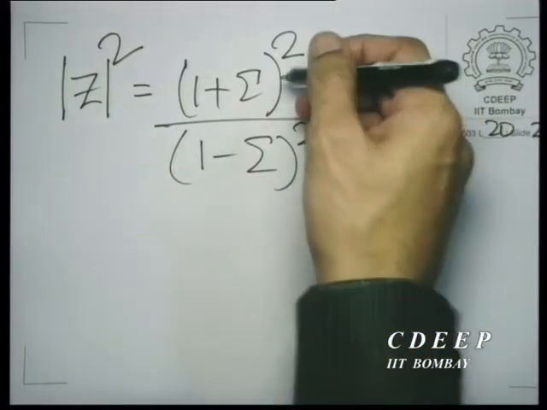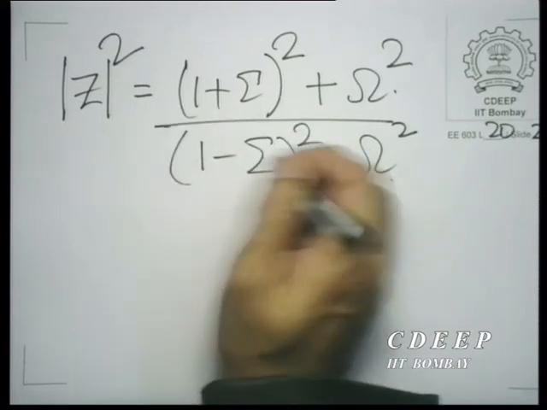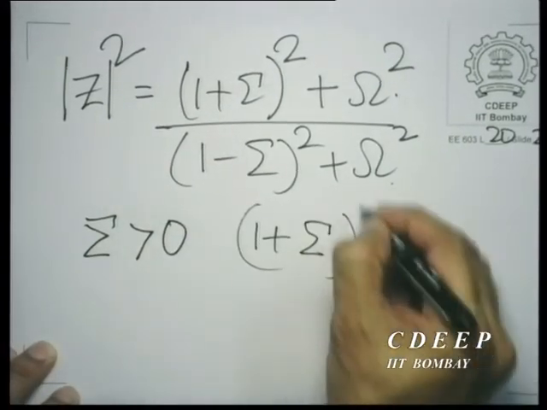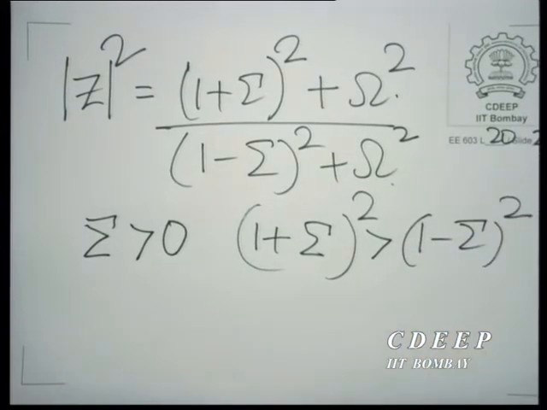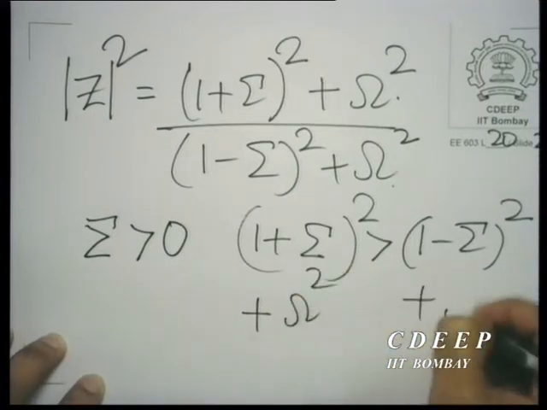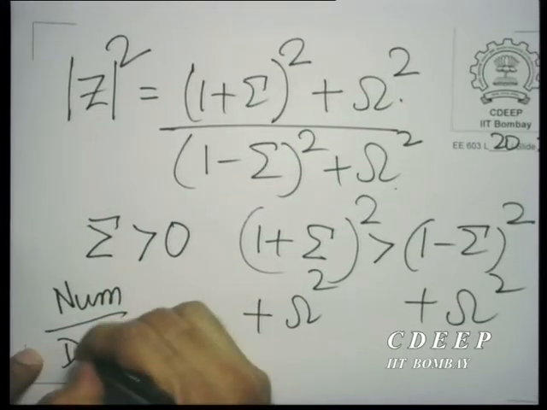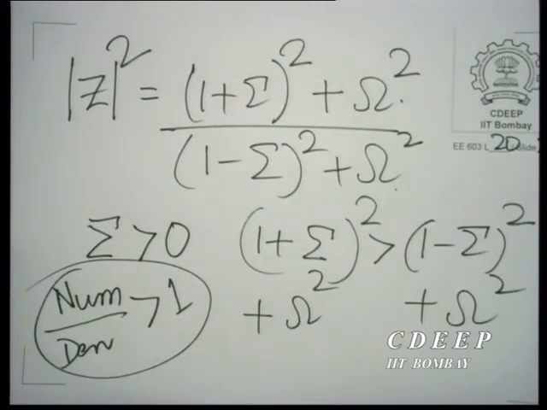What makes the numerator and denominator different is the factors (1 plus sigma) squared and (1 minus sigma) squared. Indeed, when sigma is greater than 0, then (1 plus sigma) squared is bound to be greater than (1 minus sigma) squared. That is very easy to see. And nothing changes if you add omega squared to both sides. So, numerator by denominator is greater than 1 clearly. Is that correct? For sigma greater than 0, (1 plus sigma) the whole squared must be greater than (1 minus sigma) the whole squared. And in that case, the numerator is strictly greater than the denominator, and therefore, mod Z is more than 1.